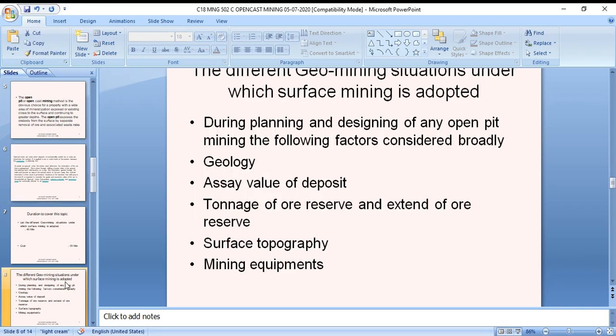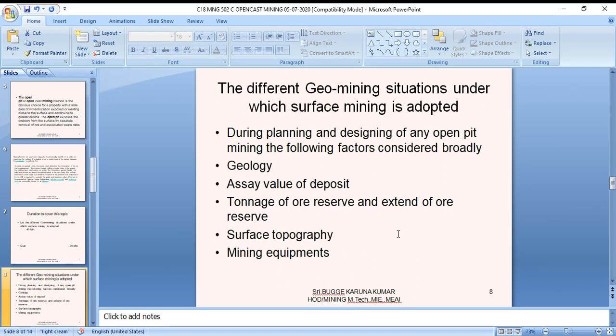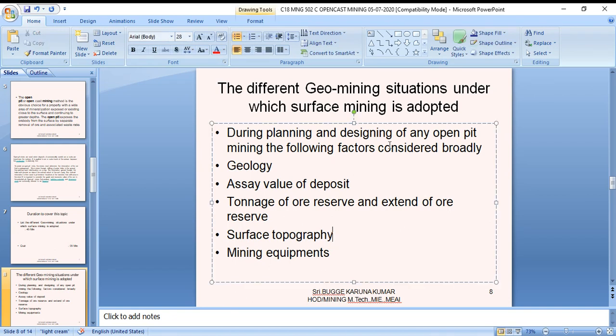Now coming to the different geo-mining situations under which surface mining is done. This is the real topic of today. As far as our topic is concerned, what are the factors? During planning and designing of any open pit mining, the following factors are to be considered broadly.